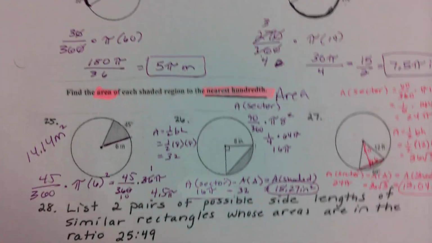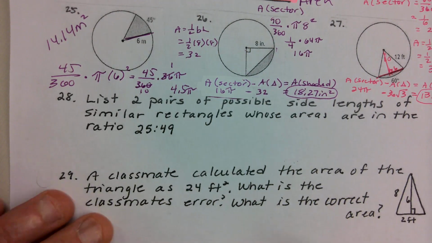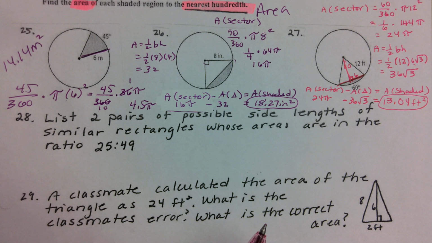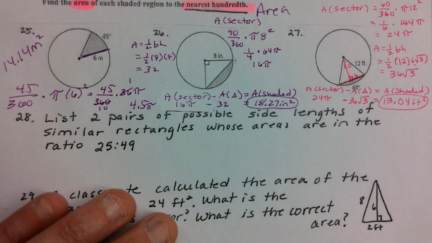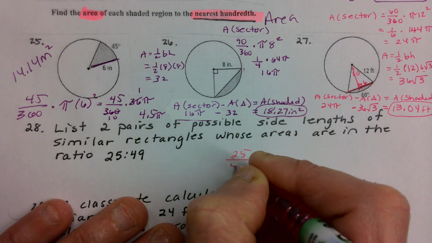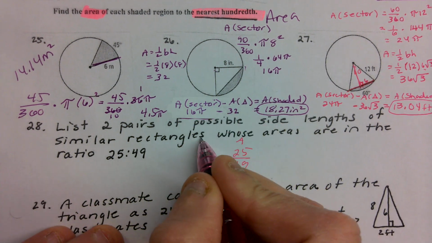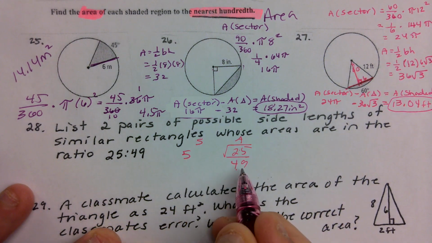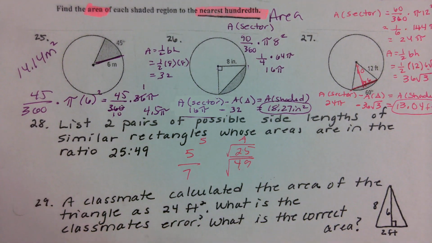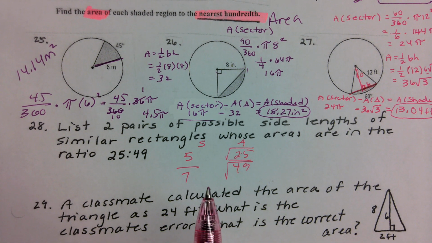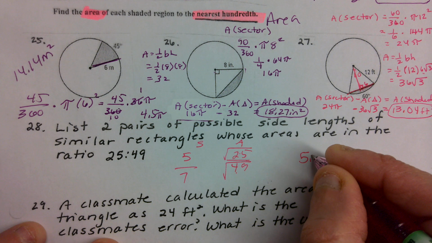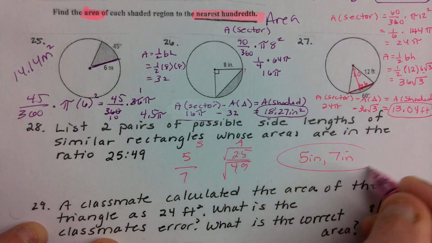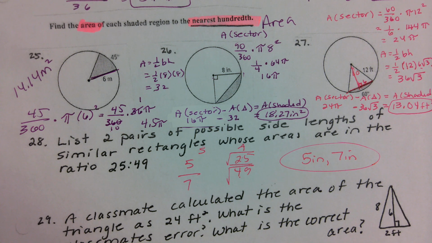Holy heavens. Okay. List 2 pairs of possible side lengths of similar rectangles whose areas have this ratio. Well, remember, if this is the ratio of the areas, 25 to 49, that's the areas. How do I get back to the sides? Square root both of them. So the square root of 25 is 5, the square root of 49 is 7. So that could be an example of the sides. It just says a possible one. So there you go, 5 inches and 7 inches. I'll just make up inches. That's one possibility, and that's the easiest one to get.